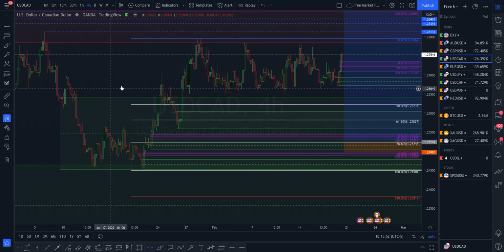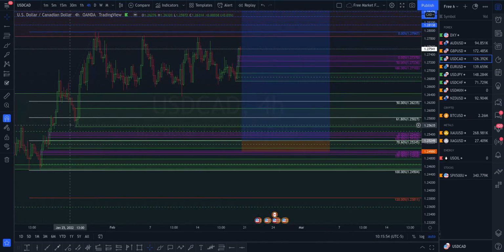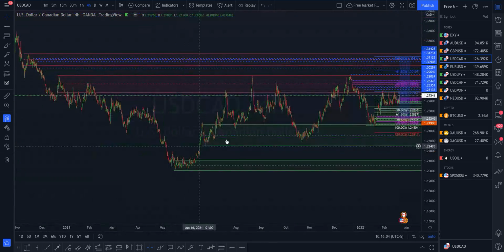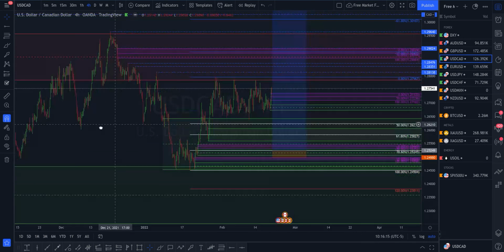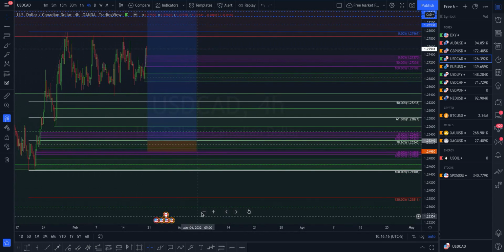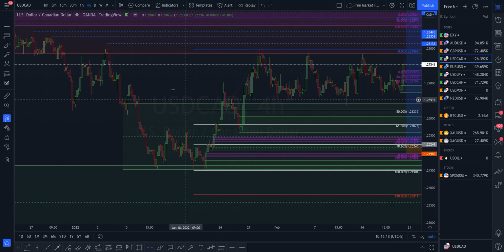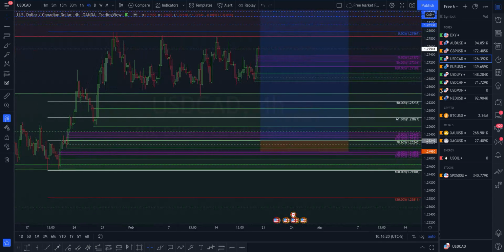Fibonacci retracement. So institutional bias, USD CAD, we are looking for longs, okay? Excuse me. And if we get a break below here, then we want to look for shorts. All right, so that's the USD CAD.